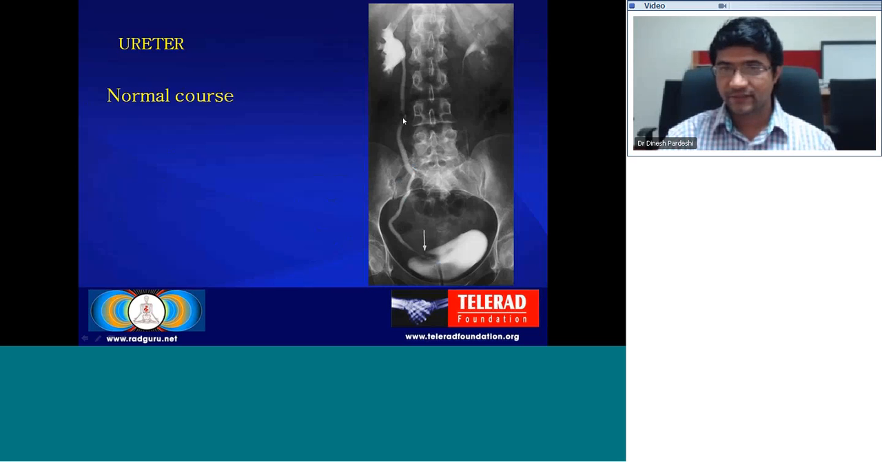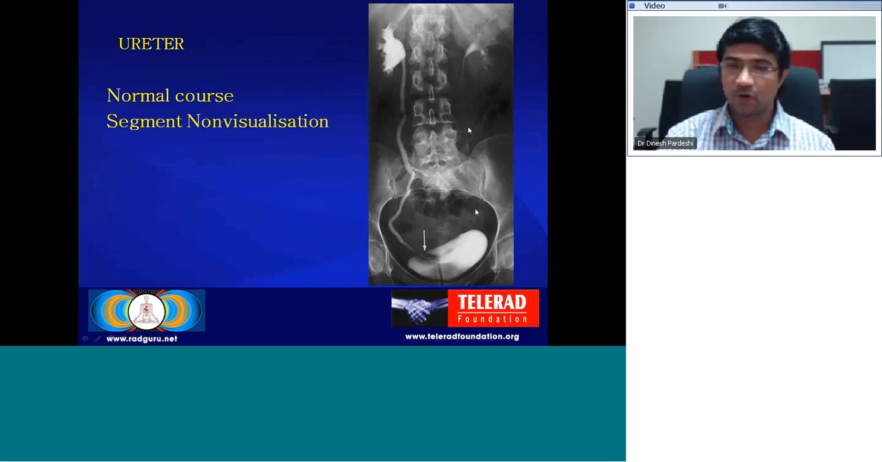Any deviation, any abnormal course will be picked up on the IVU. And as you notice on the left side, though the ureter is not dilated, it is not seen in its entirety. So this is a segmental non-visualization, which is very common, which is very normal, and occurs due to the peristalsis of the ureter. And in cases of suspected obstruction, what we need to do is additional views, compression views or oblique views, that will help us to clear the doubt that this is just segmental non-visualization and not the actual obstruction.